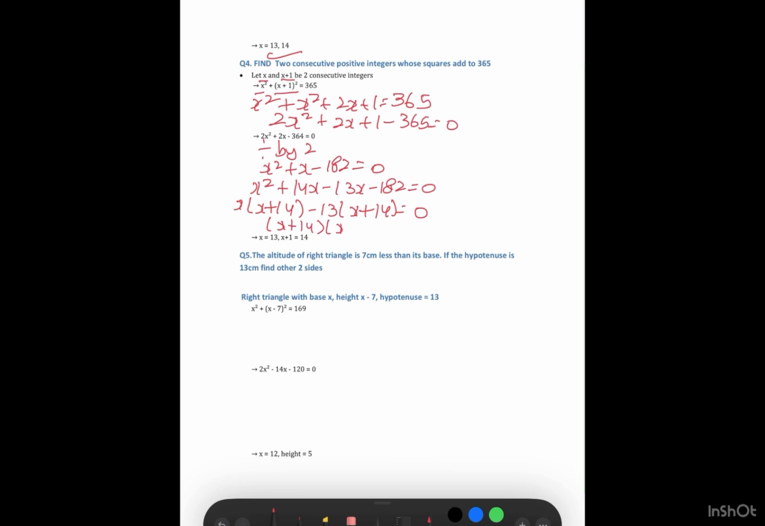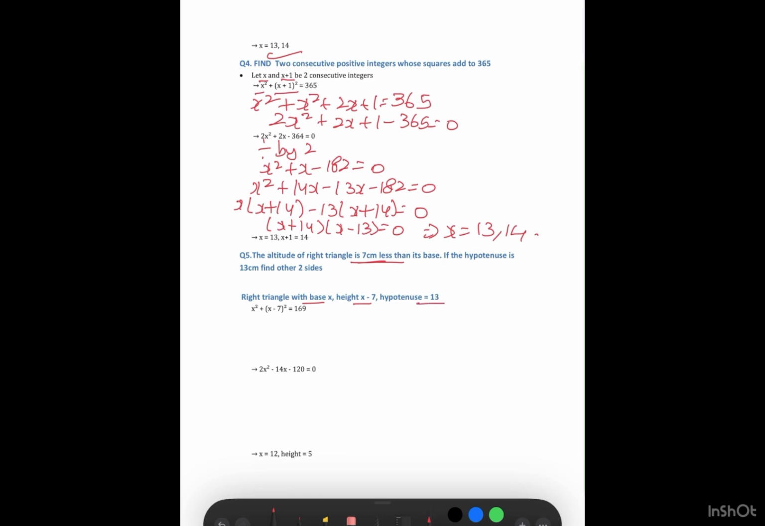So the value of x will be either minus 14 or 13. Since my integers are positive, they are not negative, so my numbers would be x is 13 and x plus 1 is equal to 14. We don't have to include the negative number, we just have to include the positive, because the question said that the integers are positive integers.